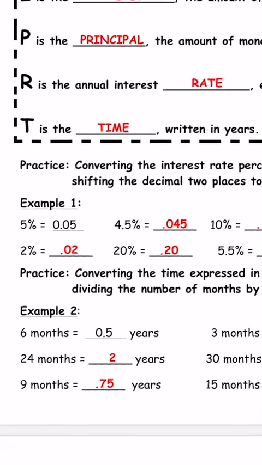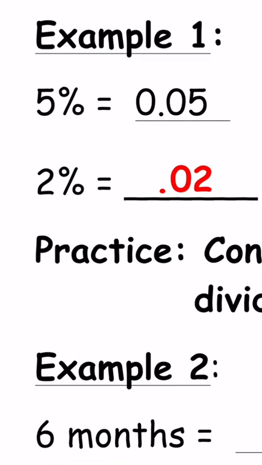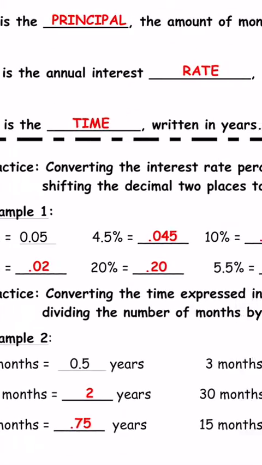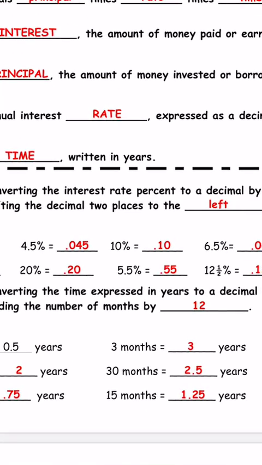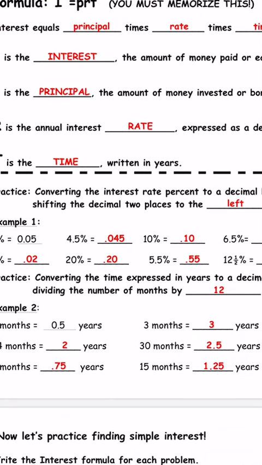So 5% would be 0.05. 2%, you move over 2 spaces to the left, 0.02. All these, it's to the left, 2 places to the left. Wherever the decimal is, you just go 2 places to the left.